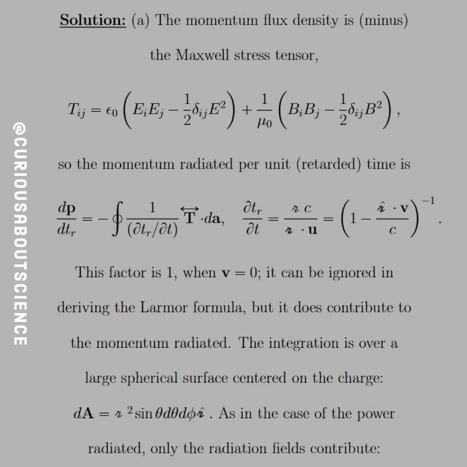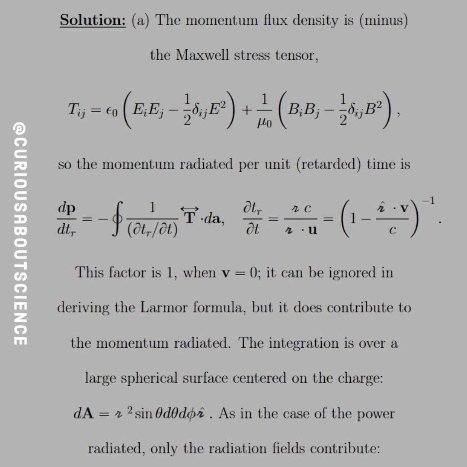But remember that the tensor was part of a larger system here. And so we say that the momentum radiated per unit retarded time is dp/dt_r, because we have to now take the derivative, is equal to the negative of the Maxwell stress tensor, times the derivative of the retarded time with respect to the proper time, dot dA. Here, if you recall, we proved earlier the relation of the partial derivative of the retarded time to the proper time: it is R-script C over R-script dot u.